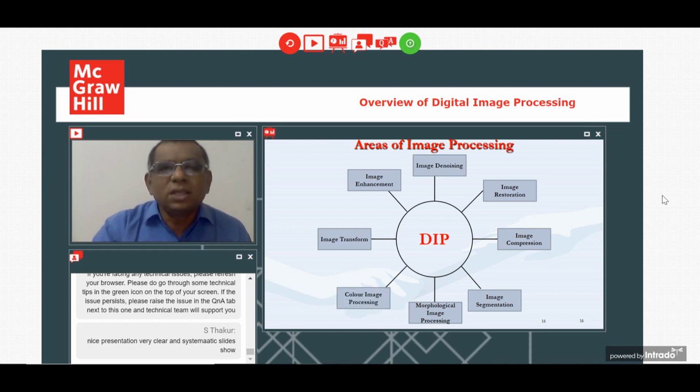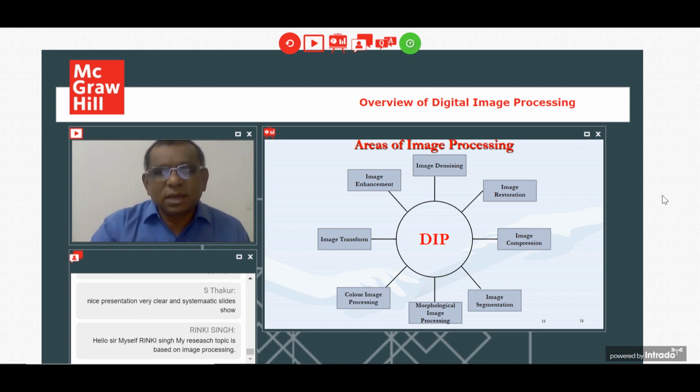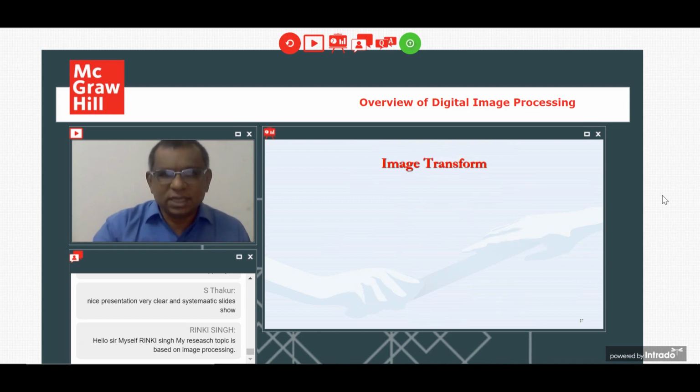How to apply all these things to color images? There is a separate area called color image processing. All these things give a 360-degree view of different areas of image processing. So image transform, enhancement, denoising, restoration, compression, segmentation, and morphological image processing are a few important areas of image processing.